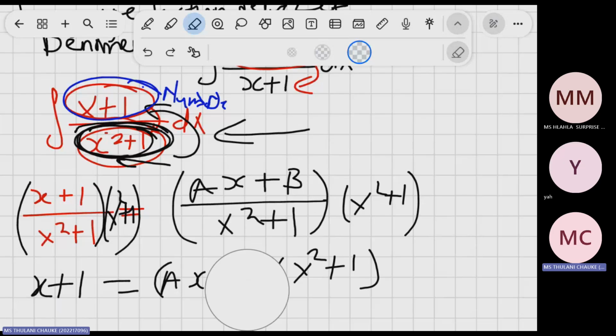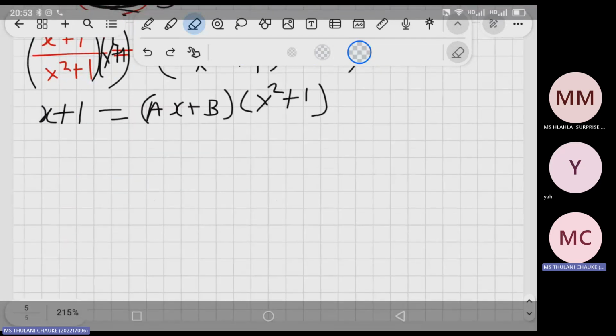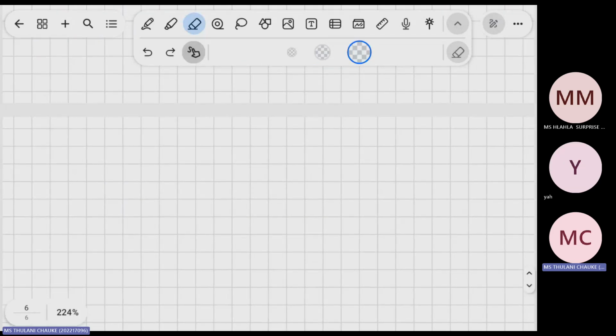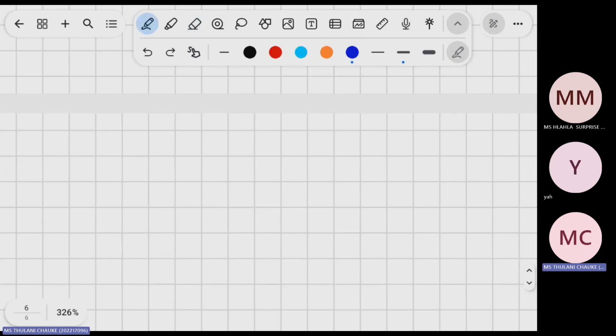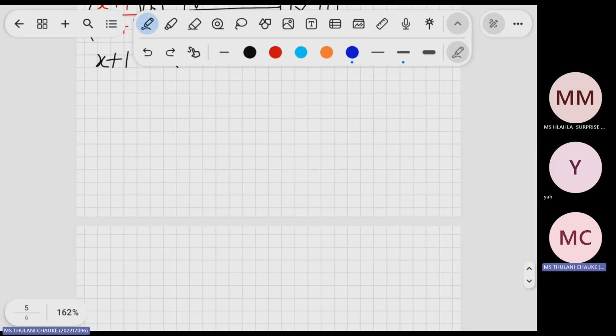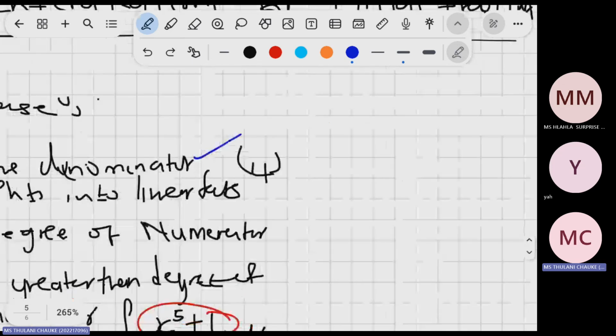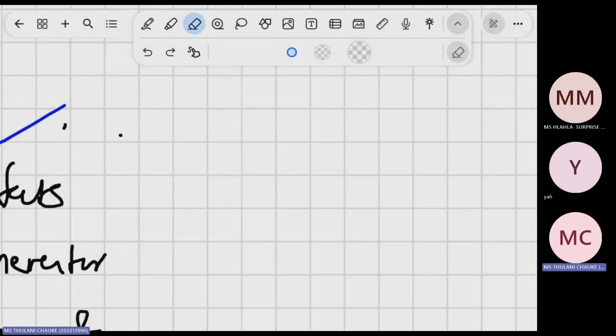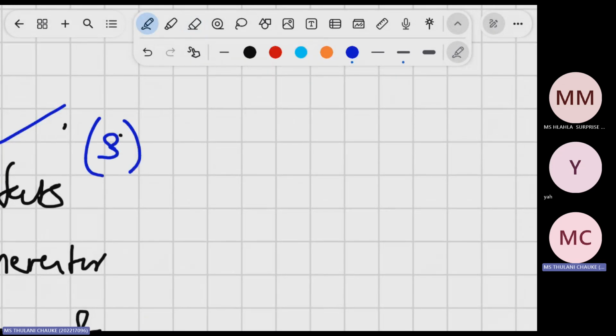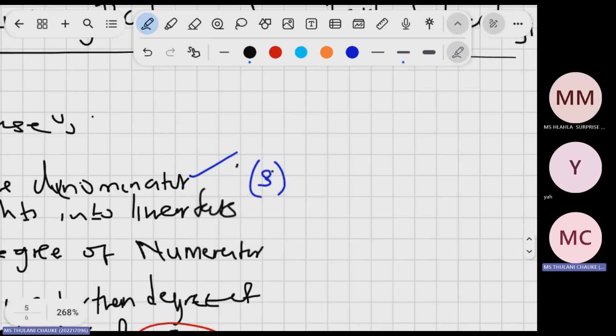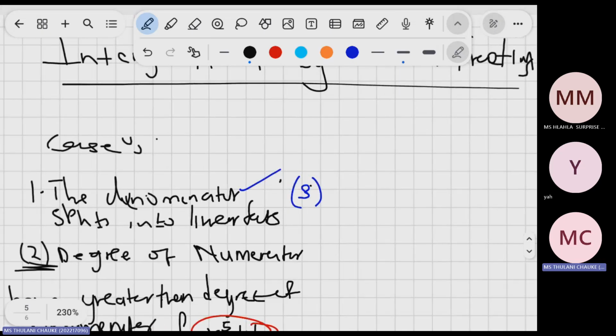So, okay, let me not remove this. Let me just write down here. So, example. We can do an example for case 2. But let me finish writing those other cases before. The third case is when you have what?